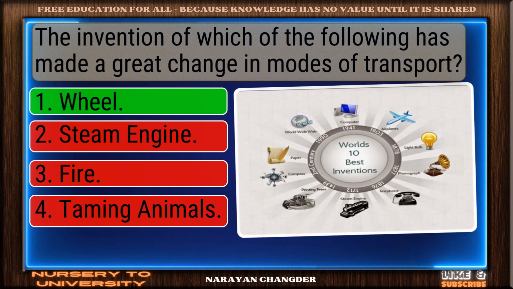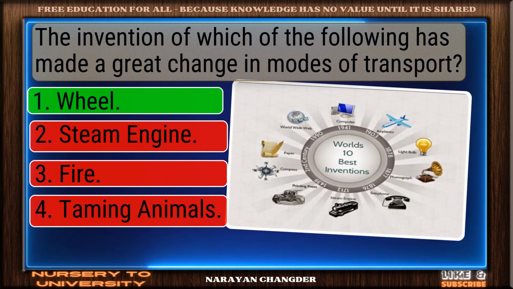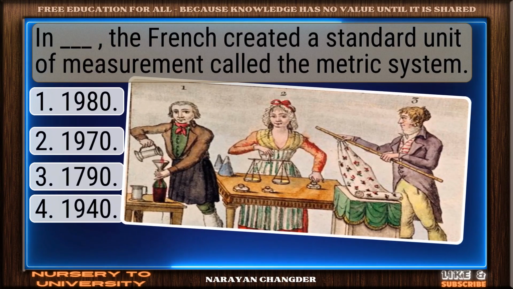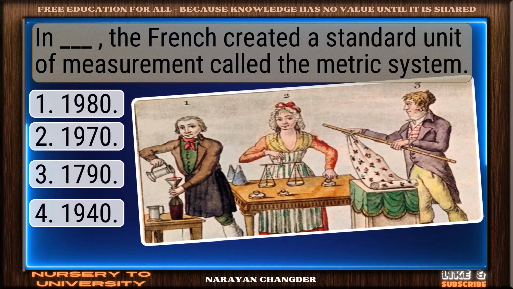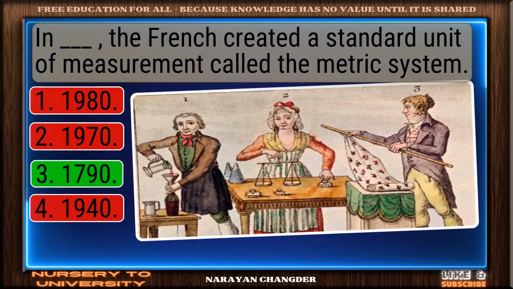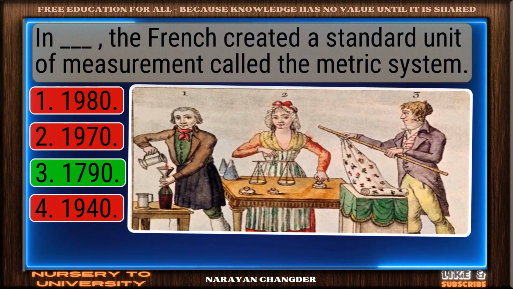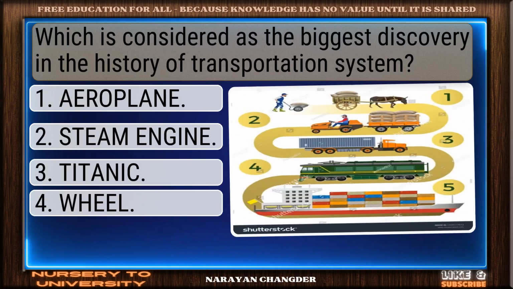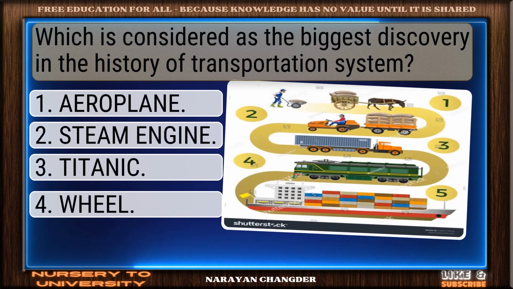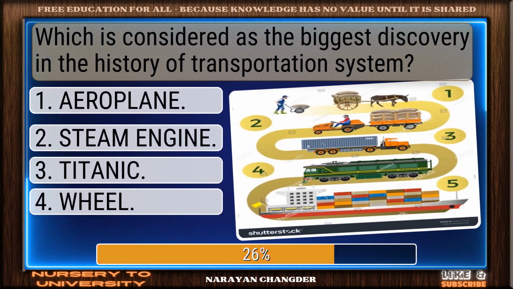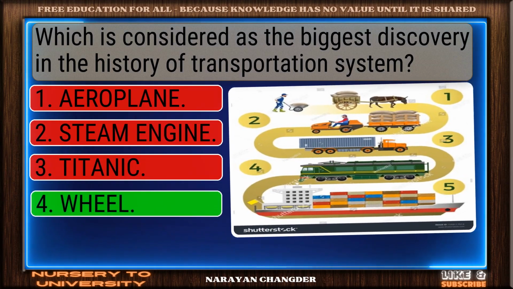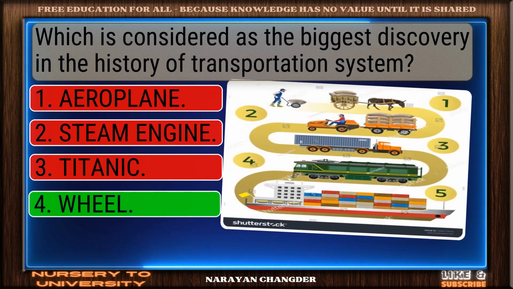Good thinking. Wheel is the right answer. In dash, the French created a standard unit of measurement called the metric system. Smart move. 1790 is an accurate answer. Which is considered as the biggest discovery in the history of transportation system? You're right. Wheel is the correct answer.